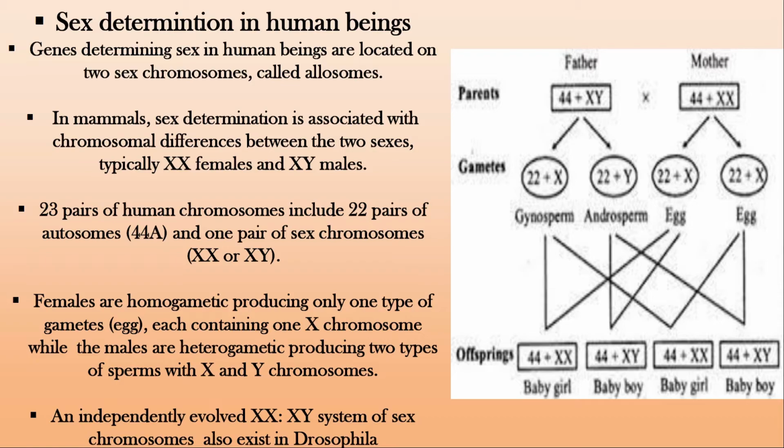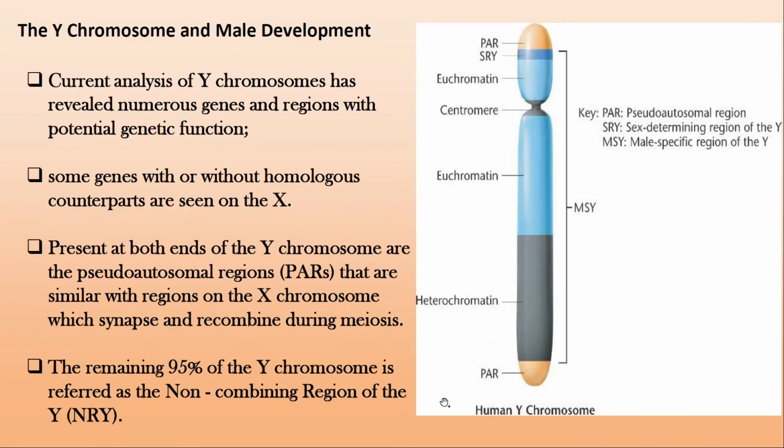The 23 pairs of human chromosomes include 22 pairs of autosomes, that is 44 A, and one pair of sex chromosomes, XX or XY. The females are homogametic, producing only one type of gamete, each containing an X chromosome, while the males are heterogametic, producing two types of sperms, with X or Y chromosome. An independently evolved XX-XY system of sex determination is seen in human beings as well as in Drosophila.